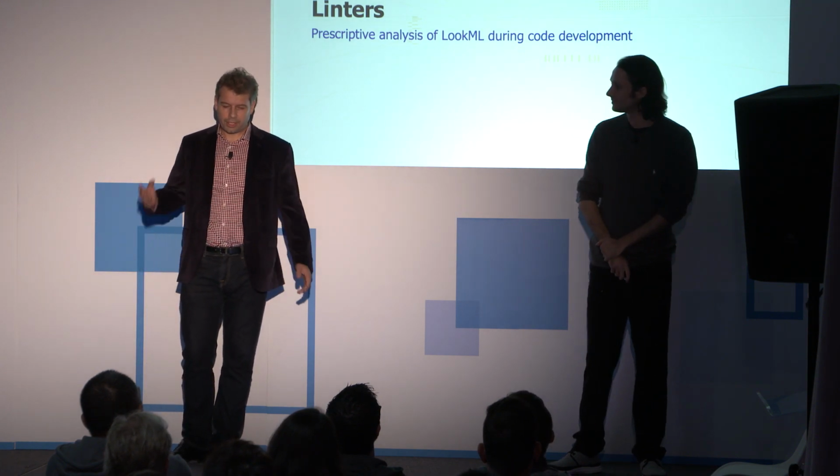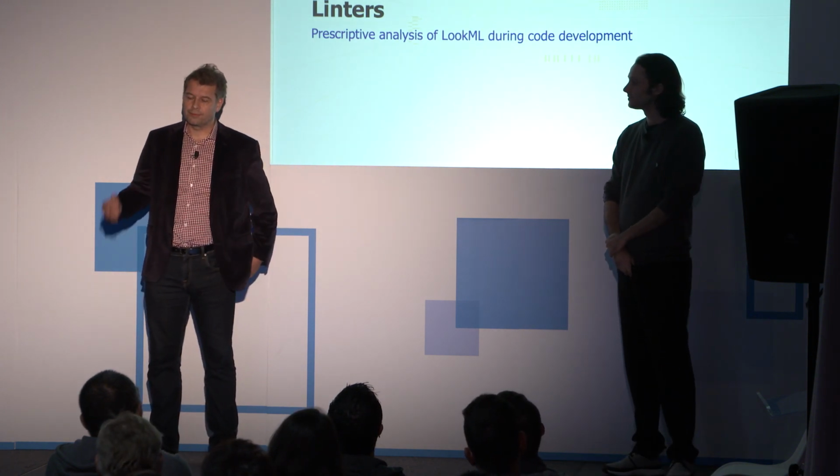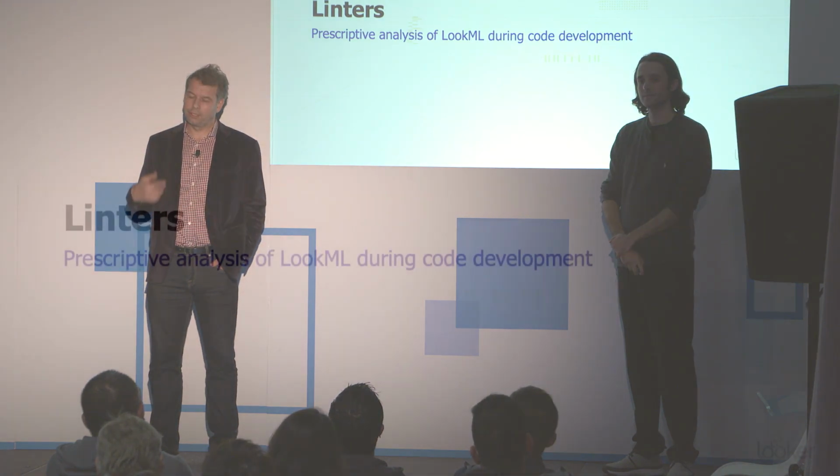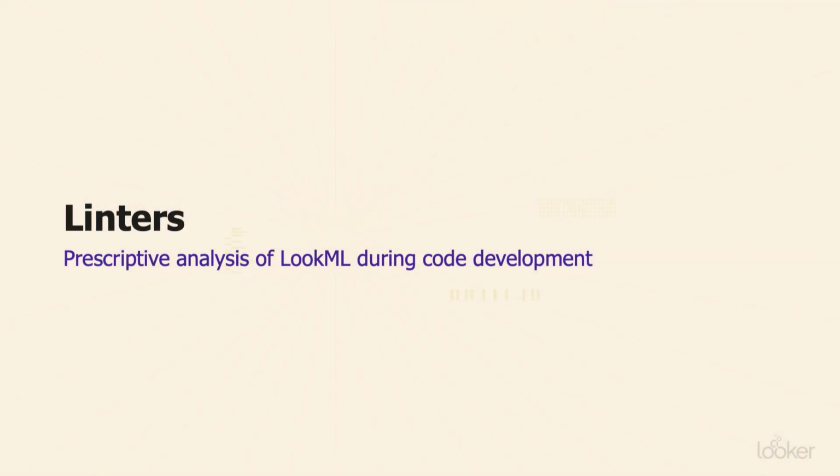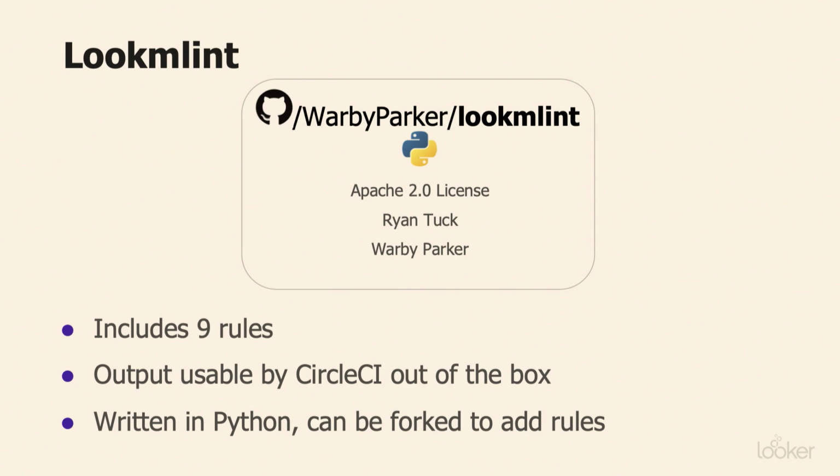OK, so imagine now you've got your code, and you have some sort of coding standards. You want to apply that. So this is the job for linters. First up is Ryan Tux from Warby Parker's LookML lint. This, again, uses LKML under the hood as a parser. It has 9 rules. For instance, they will look for a single view or primary key. It also has the ability to modify in some cases.